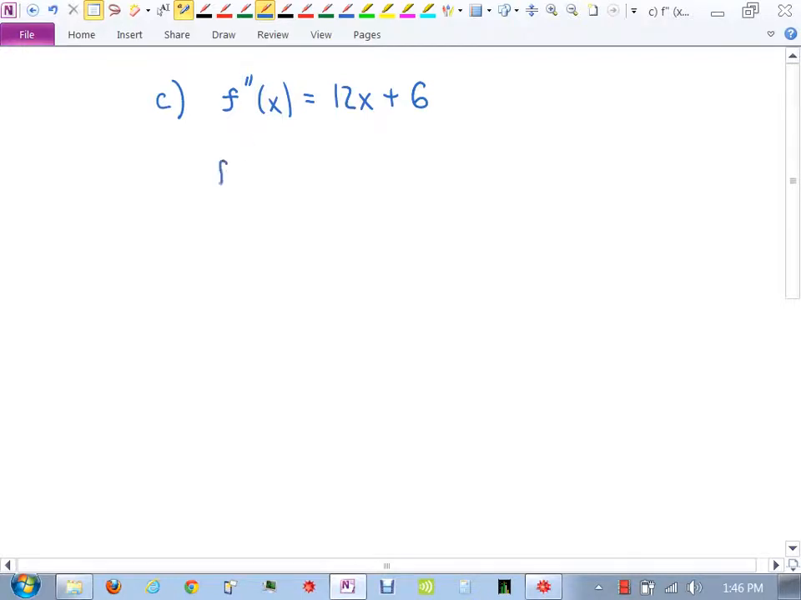What I want to know again now is where the second derivative equals 0 and where the second derivative does not exist. Well, as before, the second derivative not existing we don't have to worry about because it's nice. The second derivative being 0 is a linear equation. That is x equals what? 1/2?